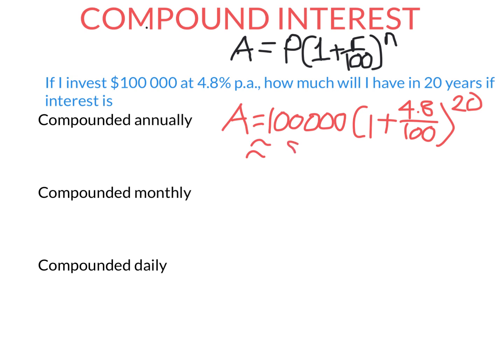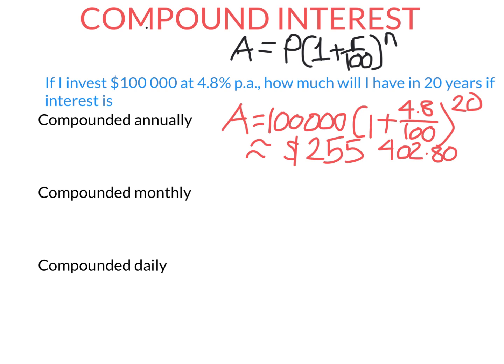You can just put that straight on your calculator. You get $255,402.80. For money, always round to 2 decimal places. This is pretty much the same as what you've been doing. But when we're doing compound interest, we have to change things if it's not compounded annually.